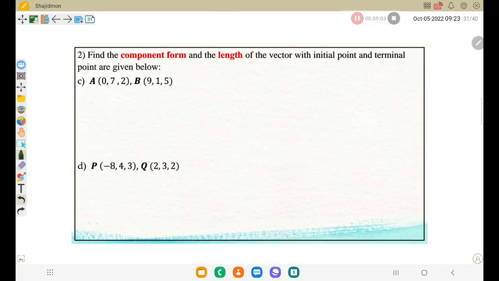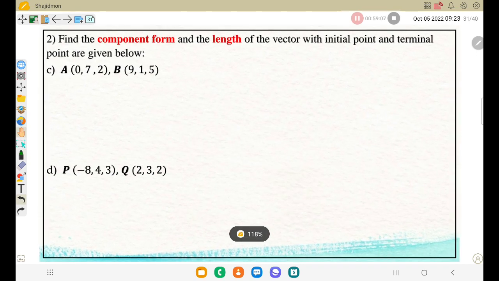Now question number 2, C part. Same model in 3D, in space. For example, A is 0, 7, 2 and B is 9, 1, 5.